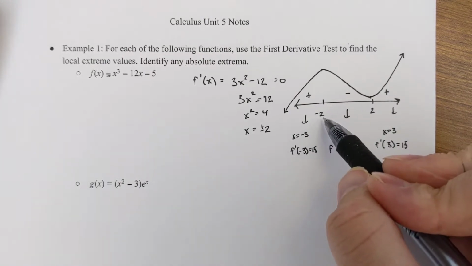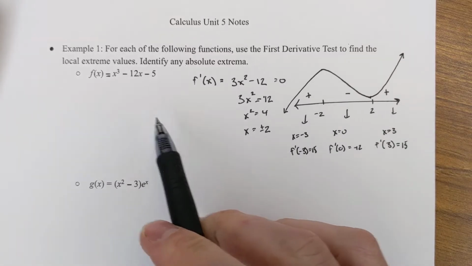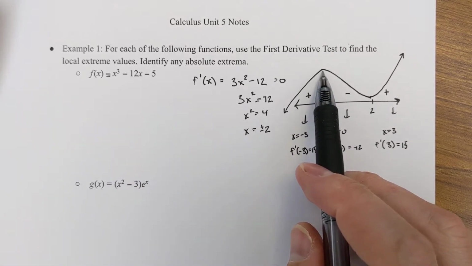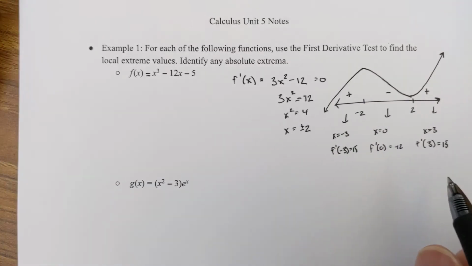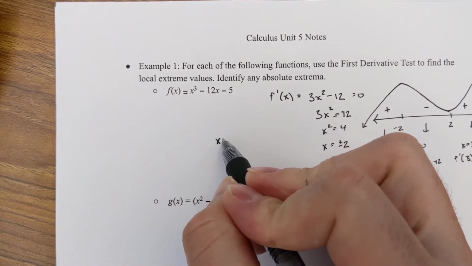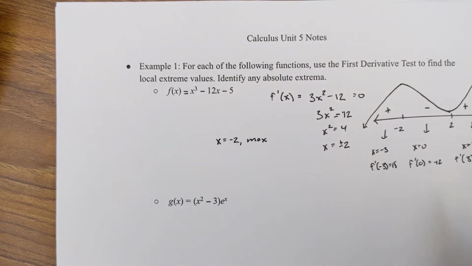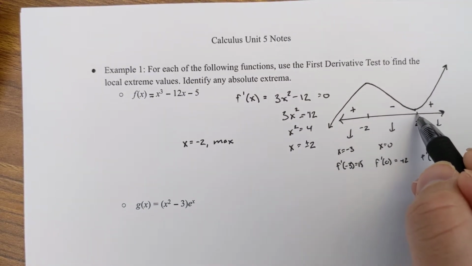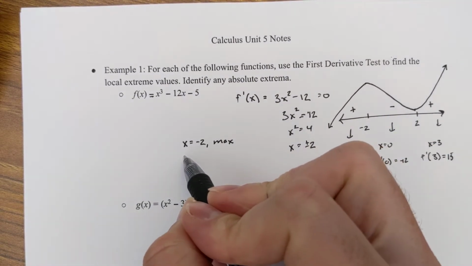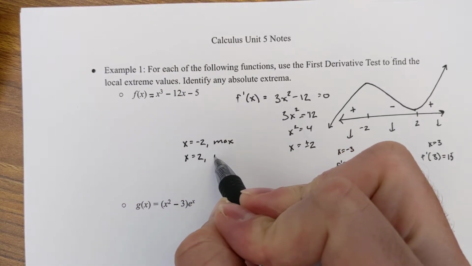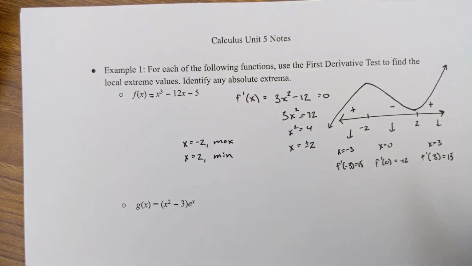So that means here at -2, we have a maximum because it's a peak. So at x equals -2, there's a maximum. We can do the similar thing over here. At +2, the graph falls and climbs. So when x is +2, we have a minimum.